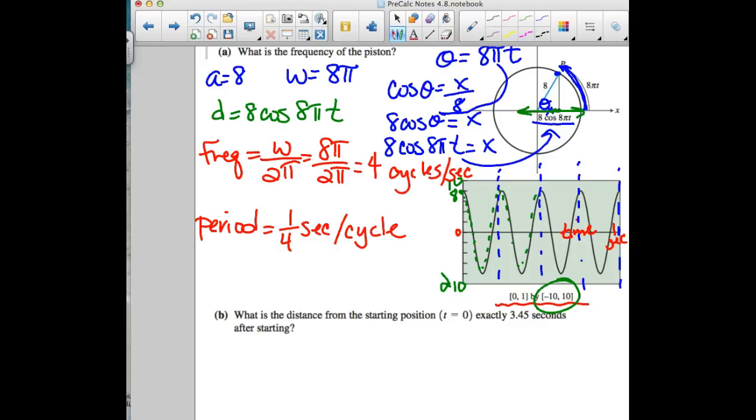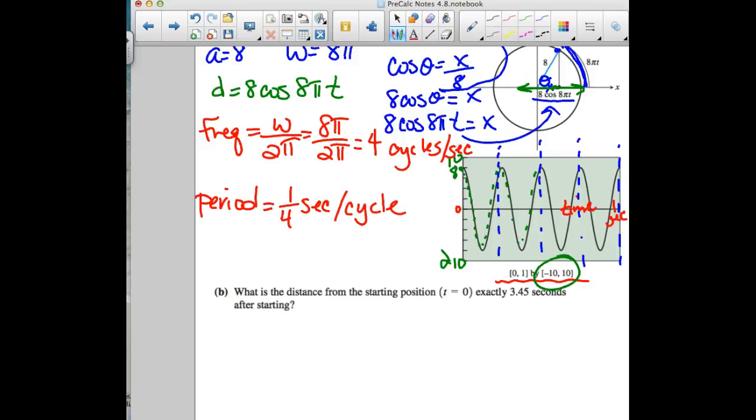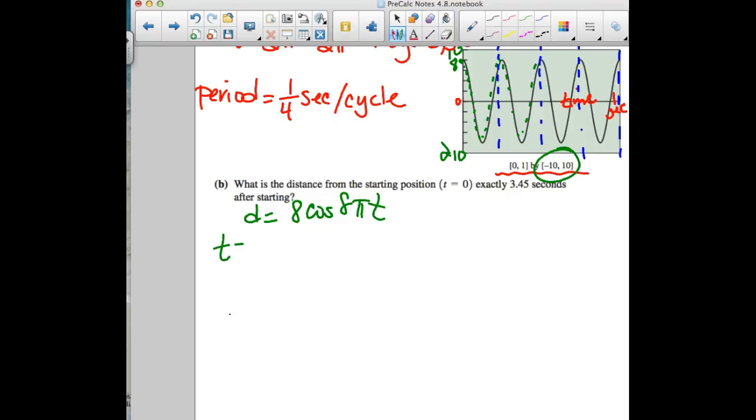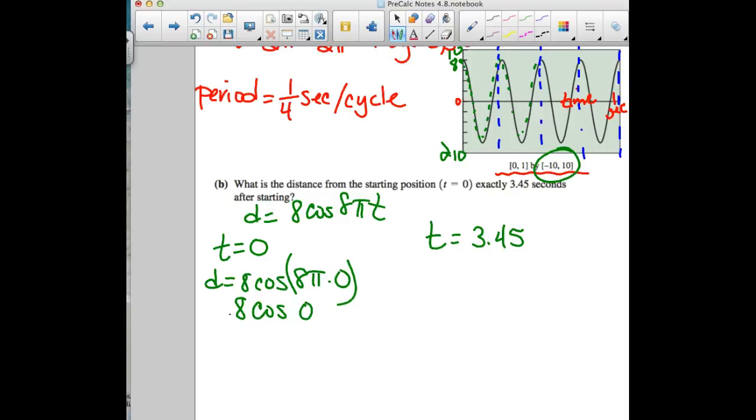Okay. Now, part B says, what is the distance from the starting position t equals 0 exactly 3.45 seconds after we start? Let's go back to our formula up here that we had in green. We said D equals 8 cosine of 8 pi t. We have 2 different t values that we want to compare. We want to know at time 0, and we want to know at time 3.45 seconds. So dumping that into our equation, D equals 8 cosine of 8 pi times 0, which is just 0, and the cosine of 0 is 1, so our distance is just 8.